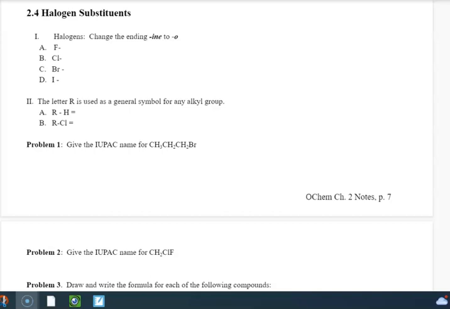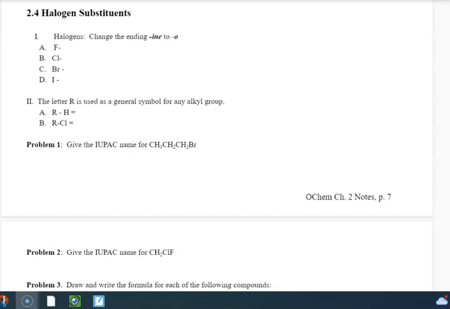So let's go. So halogens, you're going to change the fluorine, chlorine into the ending of an O if it's a branch. So F would be fluoro, F-L-U-O-R-O, chloro, bromo, iodo. Okay, so that could be a branch. And again, the same rules would be applied so that whatever comes alphabetically first will be the ones that you write down first. Roman numeral 2, the R is used as a general symbol for any alkyl group. So that would be any carbon group.